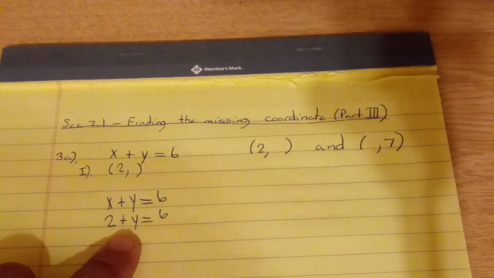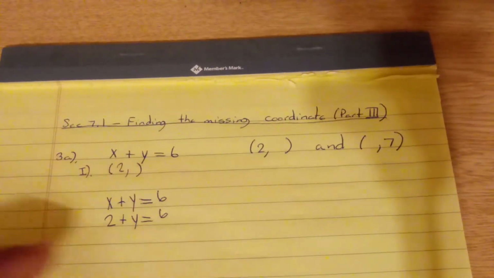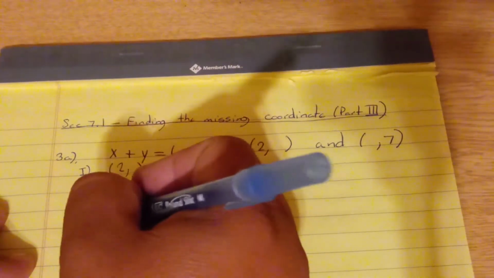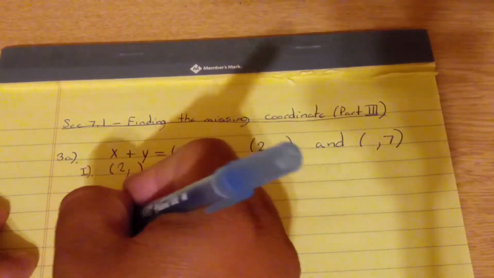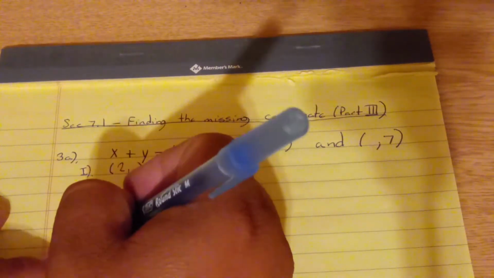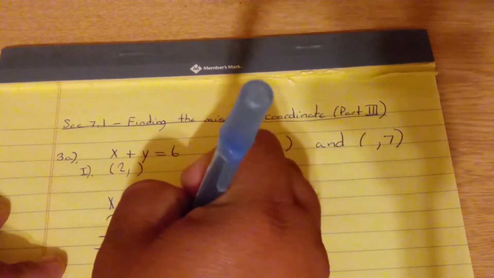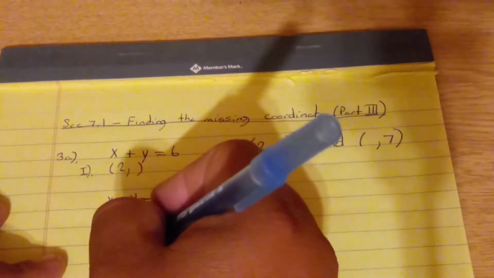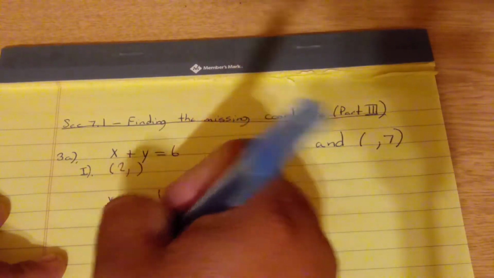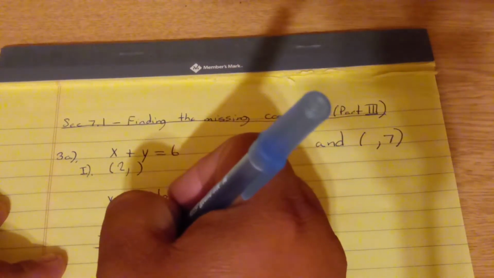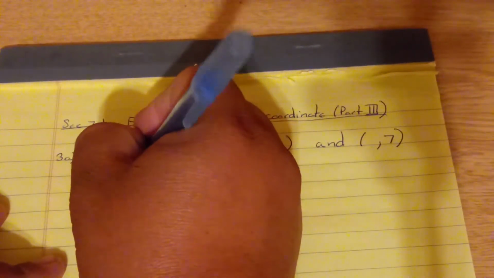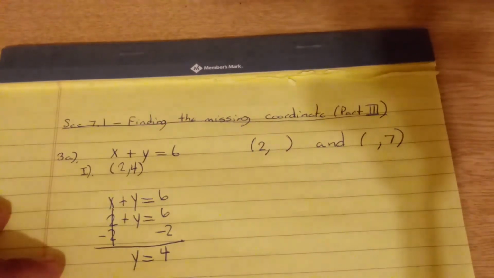So to solve for y, we have to eliminate the 2 from this side. So you do its opposite. If it's positive 2, you subtract it. If it was a negative 2, you would have added. But in this case, we want to get rid of positive 2. So it's very simple. 6 minus 2 will give you 4. So the solution for that ordered pair is 2, 4.